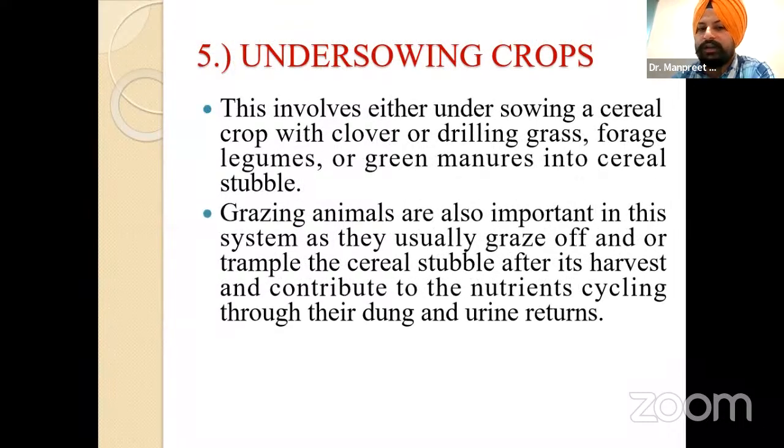उसके बाद आ जाते हैं अंडर सोइंग क्रॉप्स। जैसे मैंने आपको बताया था, it involves either undersowing a cereal crop with clover, and drilling grass, forage, legumes, and green manures into a cereal stubble. इन क्रॉप्स को सो करना एक सीरियल स्टबल में, उसको अंडर सोइंग कहते हैं। जैसे फॉडर क्रॉप्स की ही बात कर लें, तो हमें बहुत सारी न्यूट्रिशन फॉडर के लिए इसी रेजिड्यू से मिल जाएगी। उसके बाद ग्रेजिंग एनिमल्स आर आल्सो इम्पोर्टेंट इन दिस सिस्टम। क्यों?